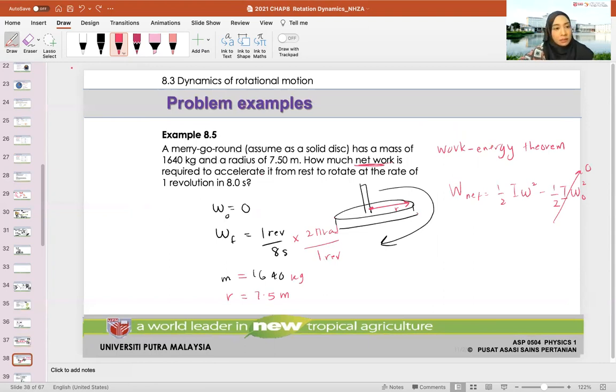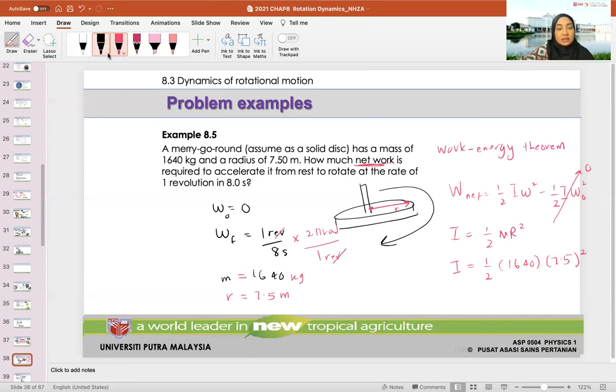Okay, so ignore the merry-go-round that I remembered. So your I is 1/2 mr squared. So 1/2, the mass is 1640, and the radius of this merry-go-round from the axis of rotation is 7.5 squared. So this is your I. So your W net is 1/2 I and your omega squared, which is 1 revolution over 8 seconds times 2 pi radians over 1 revolution. So this cancels out. It becomes 2 pi over 8, right?